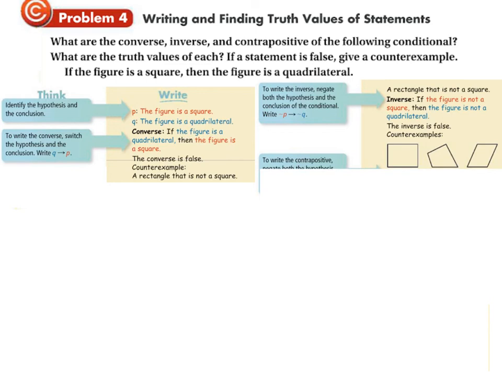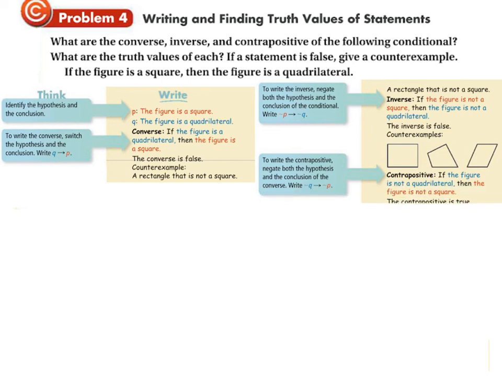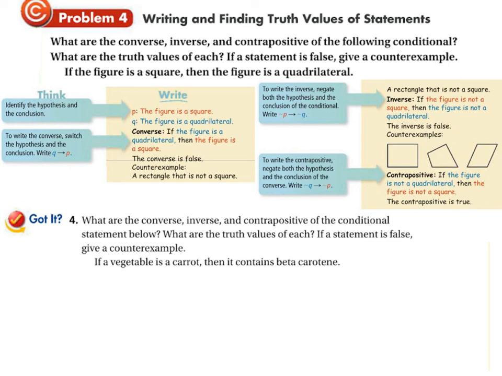Now, the contrapositive is to both negate and switch their position. If not Q, then not P. And what does that look like? If the figure is not a quadrilateral, then it is not a square. Well, you can't not be a quadrilateral, but you can be a square, so that's true, which matches the original statement's truth value, which is true that if a figure is a square, then it's a quadrilateral. Okay? Here's your turn with a problem. See how you do.